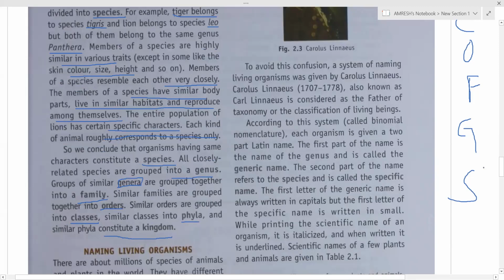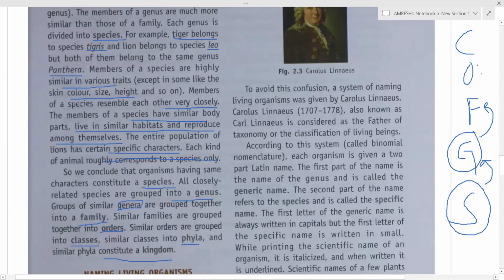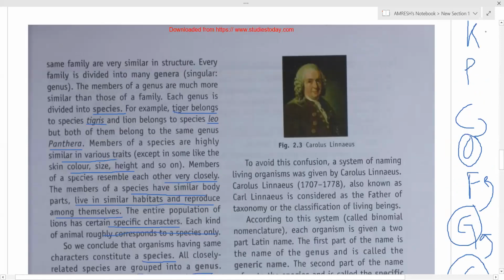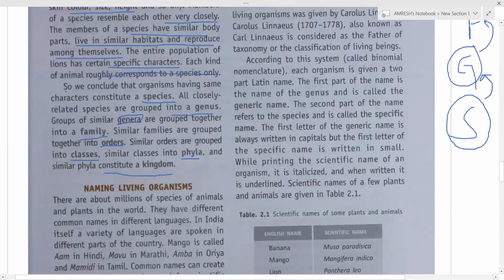See, a group of organisms having the same characters is your species. Some similar species are your genus, like Panthera tigris and Panthera leo. This lion and tiger have some similar characteristics, that they are wild animals, so they are grouped into one genus. Some similar genera make one family, some similar families make one order, and similar orders make classes. Similar classes make phylum, and similar phylum makes kingdom. Okay, so this paragraph is very important.